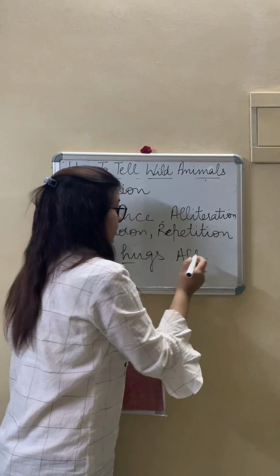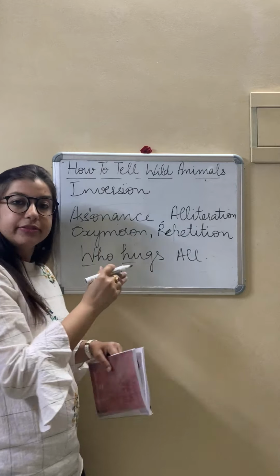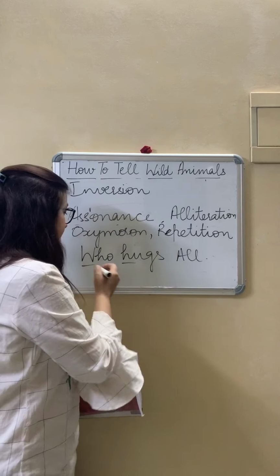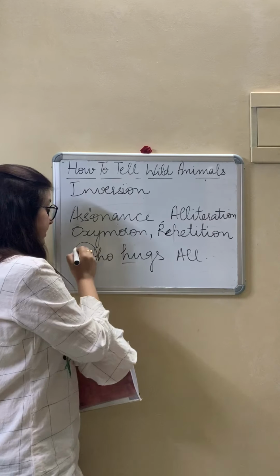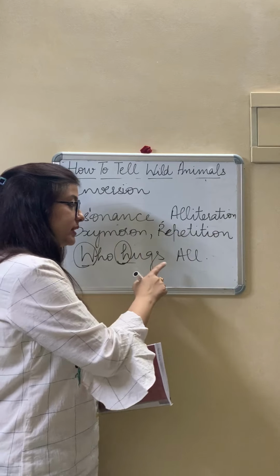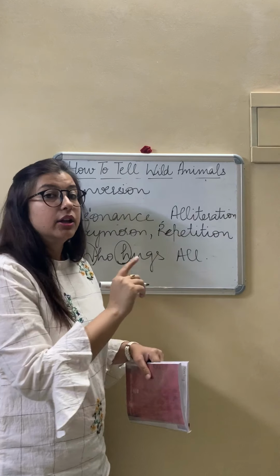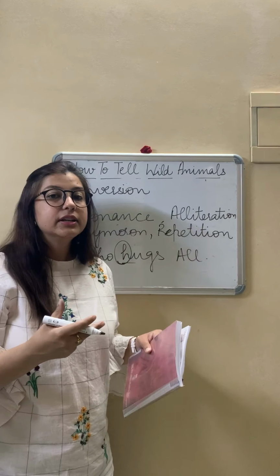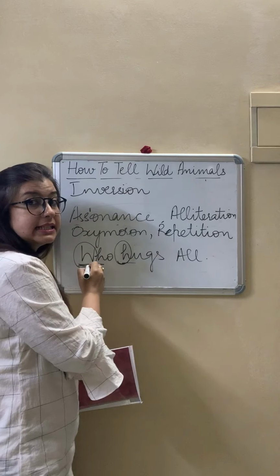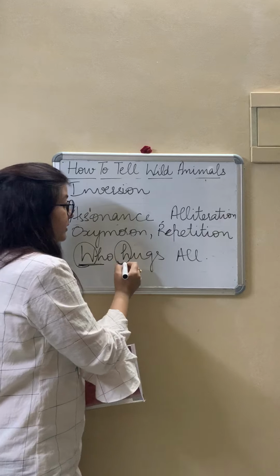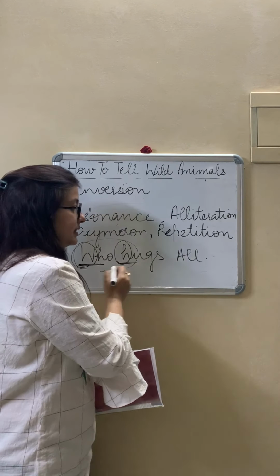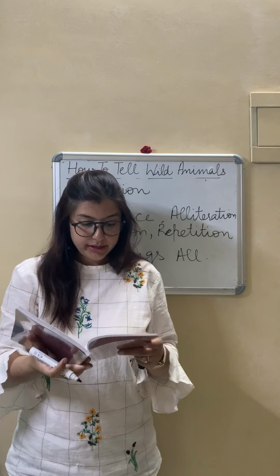But listen, if you see just the letter, you won't find it an example of alliteration, because this is W, but this is H. But what do we see in alliteration? Not the first letter, but the first sound, the beginning sound. So the sound of who is H sound, and the sound of hugs is again H sound. So this becomes an example of alliteration, right?